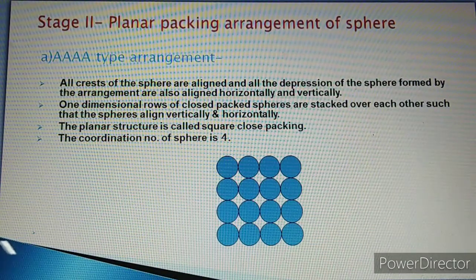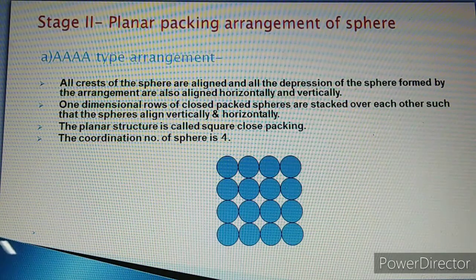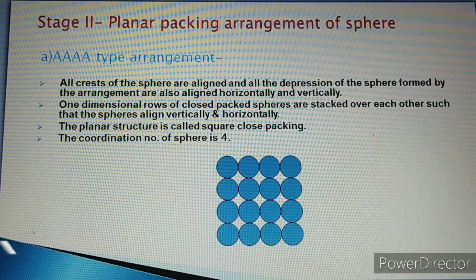What is AAAA type arrangement? If you observe the figure, all the spheres are touching one another and all the spheres are aligned themselves in such a way that horizontally and vertically they are arranged in the same way. So, all the spheres are aligned horizontally as well as vertically. Such type of arrangement is called AAAA type arrangement.